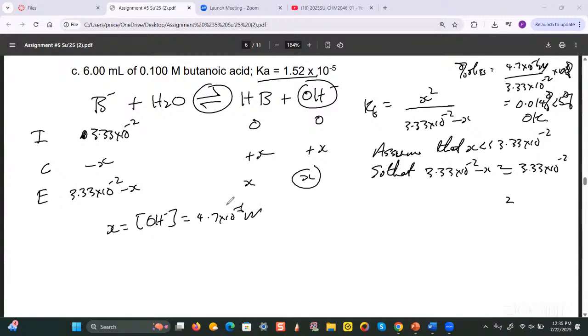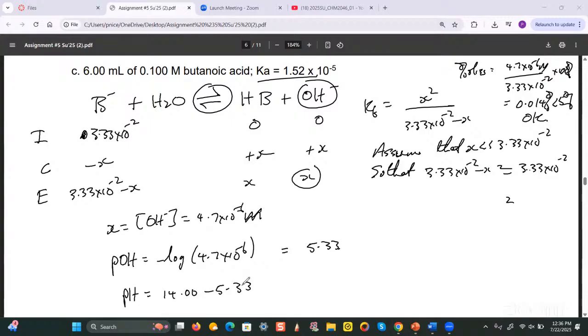So how do we go about getting the pH from here? Find pOH first. pOH is equal to minus log of 4.7 times 10 to the minus 6, and I got 5.33 here. All right, and then what? Say 14. So pH is equal to 14.00 minus 5.33, and I got 8.67 as the answer.